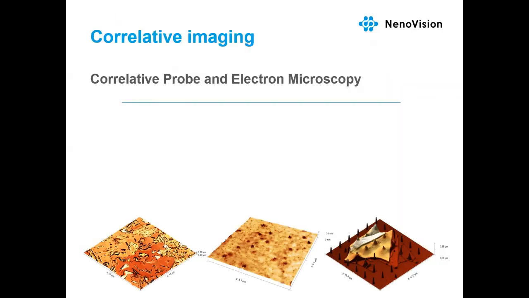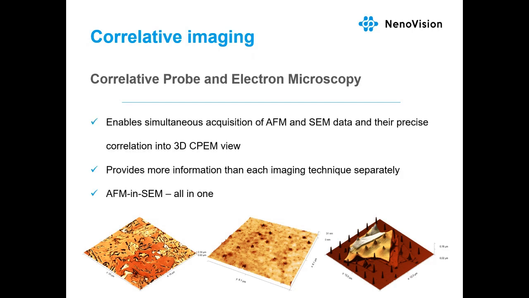So using the CPEM, correlative probe and electron microscopy, we are convinced that we are bringing a big step in correlative imaging. We are enabling simultaneous acquisition of AFM and SEM signals. We are convinced that we are providing more information than each imaging technique separately. This is our unique application, and it's AFM and SEM. It's all in one and simple to use.